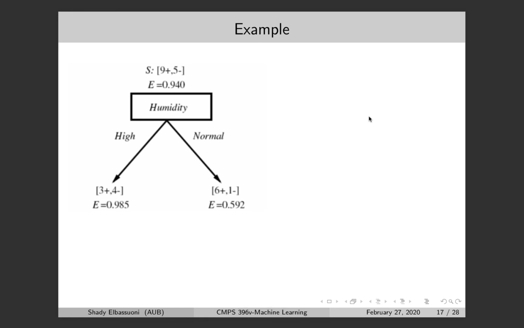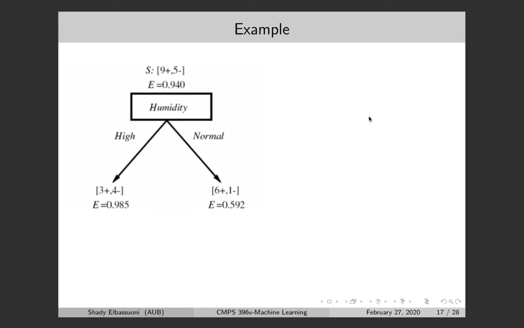Let's assume I'm looking at the attribute humidity. Overall, we have 9 positive instances. So 9 yes, play tennis, and 5 don't. And the entropy is 0.940. It's minus 9 over 14 log 9 over 14 minus 5 over 14 log 5 over 14.